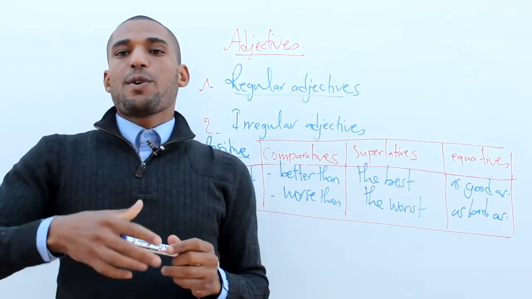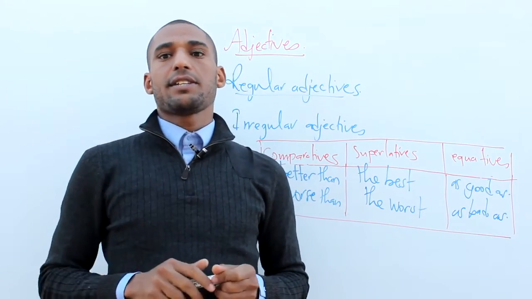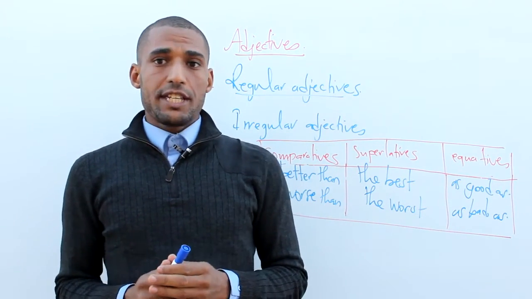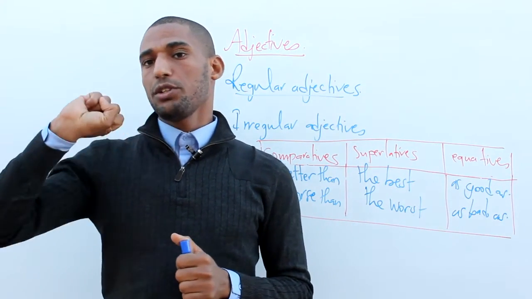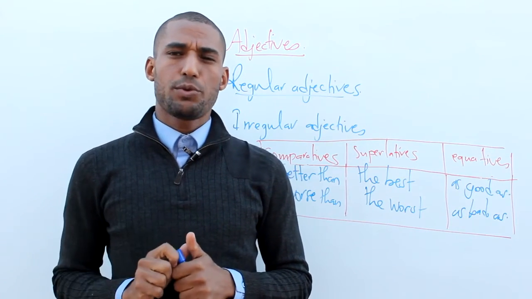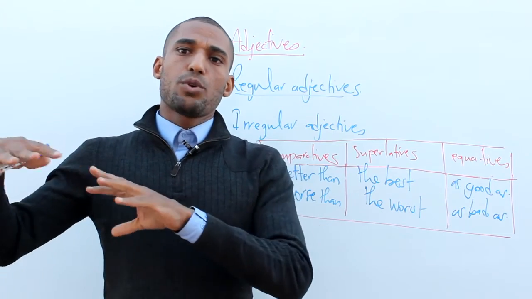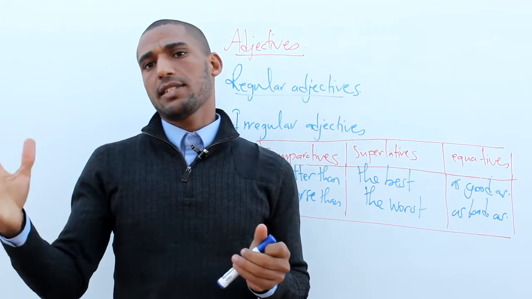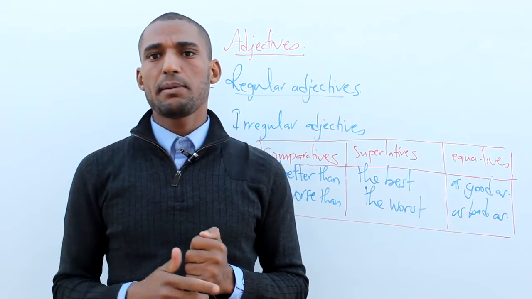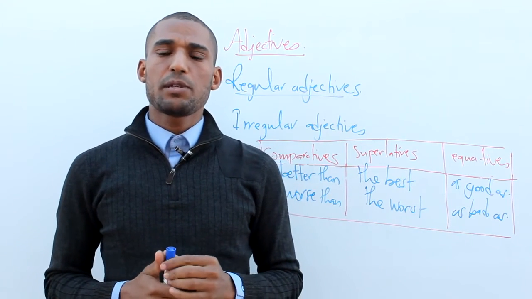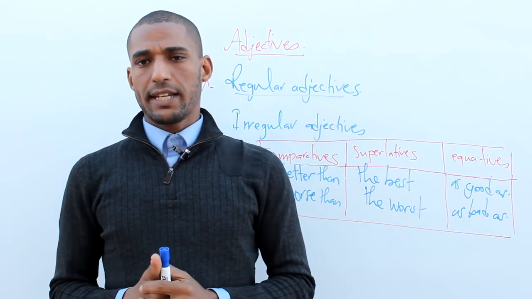Great. Let's move right now and have a look at a list of different adjectives, short adjectives, the comparative form, superlative, and then the equatives. Long adjectives, I mean adjectives of more than two syllables. Let's have a look at different examples, and then again some examples for irregular adjectives.